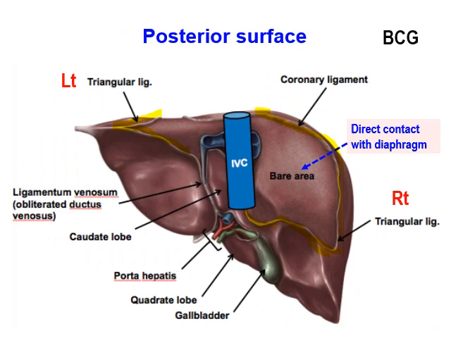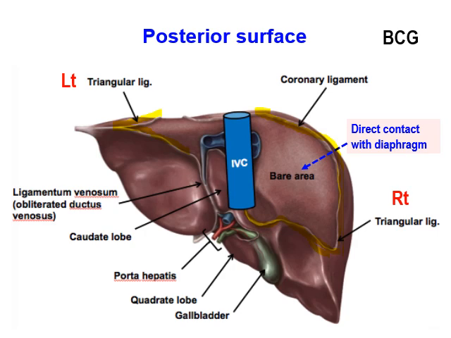This is a more clear view of the posterior view. We can see the three parts of the posterior surface: the bare area, the groove for inferior vena cava, and the quadrate lobe. We can see also the ligamentum teres and then ligamentum venosum, starting from the left portal vein, ascending the fissure for ligamentum venosum, curving around the posterior part of the quadrate lobe to join the inferior vena cava.